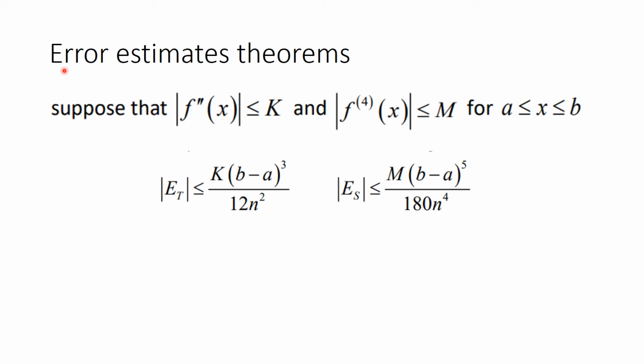There also are very strong error estimates for this. If the second derivative is bounded above by k in absolute value, and the fourth derivative is bounded above by m for all x between a and b, then this is the maximum error that you make with the trapezoidal rule, bounded above by that in absolute value. The maximum error of Simpson's rule is here. Notice that 12 is a smaller number than 180, and n squared is a smaller number than n to the fourth, so Simpson's rule is a tighter estimate, a little harder to use.